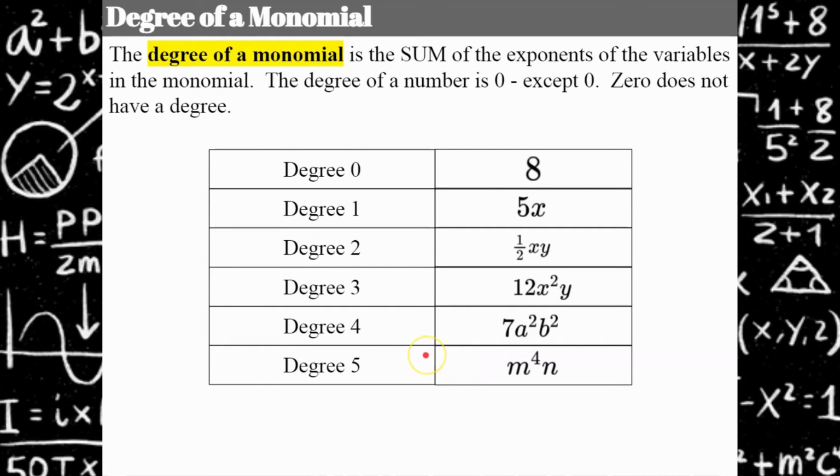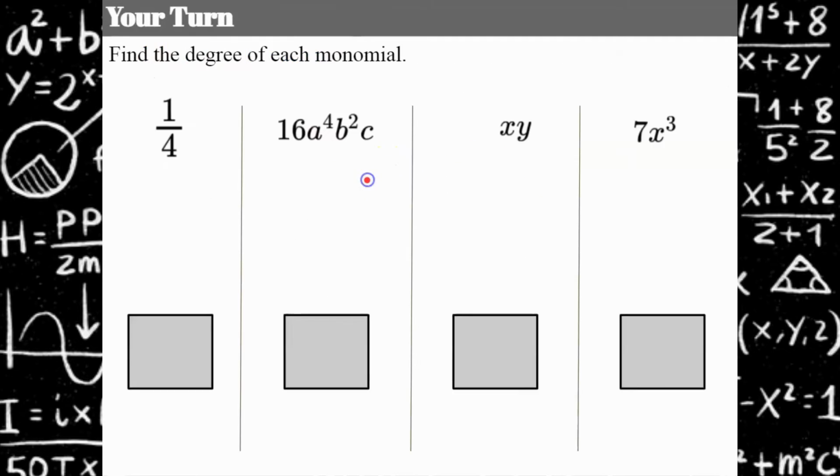So if you need to come back and look at this, you could pause and take a look. But this is what it is. You're looking for the variables. And remember, you could write x to the 0 here because x to the 0 is 1. So the exponent would be 0.